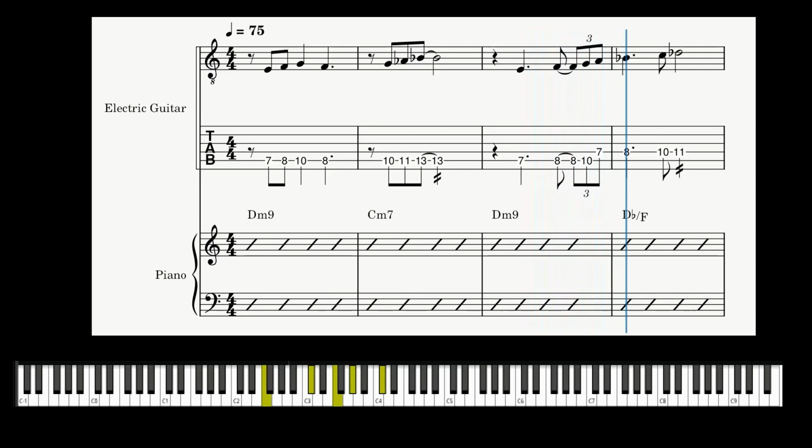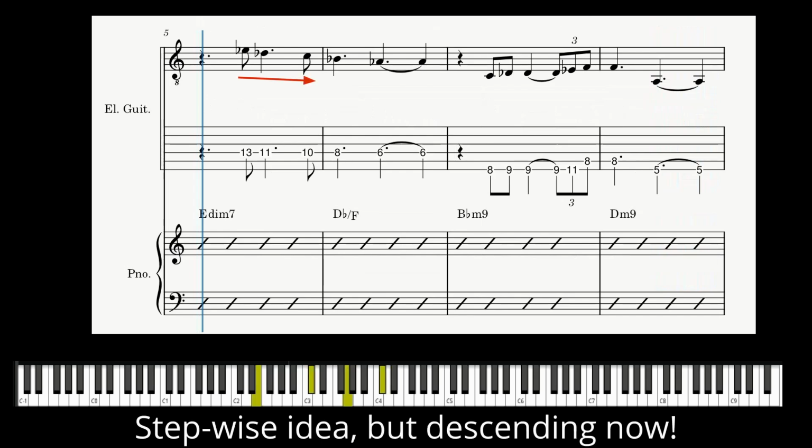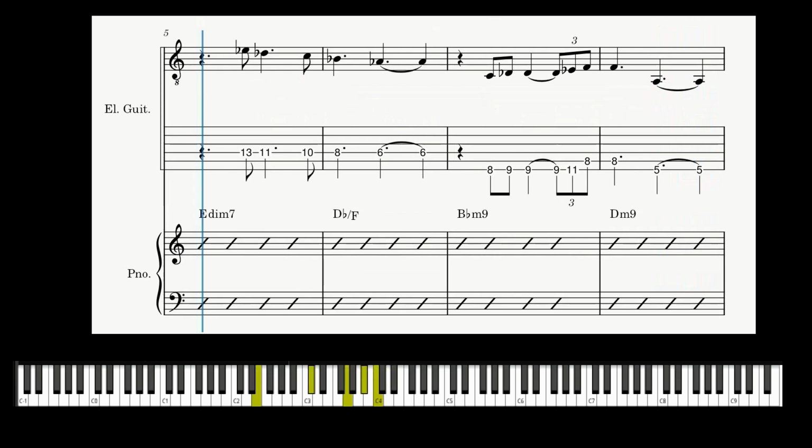And then he goes to this E diminished chord, which is an expanded notation right here. If we condense it, it looks like this, so once more expanded out. And then the melody comes in on a D sharp, which is a passing tone to a note that is in the diminished chord. And then back to the D flat over F.